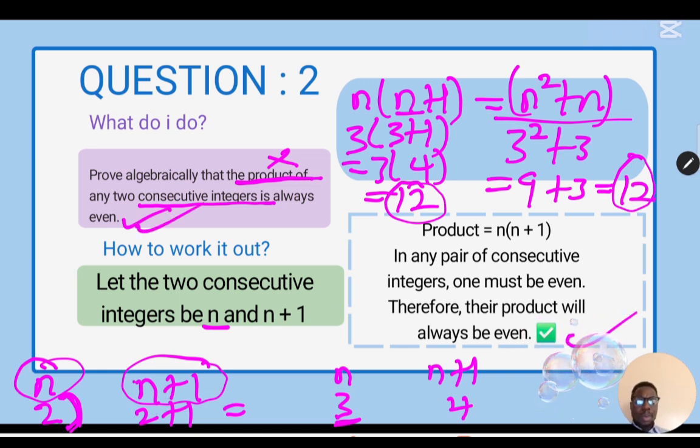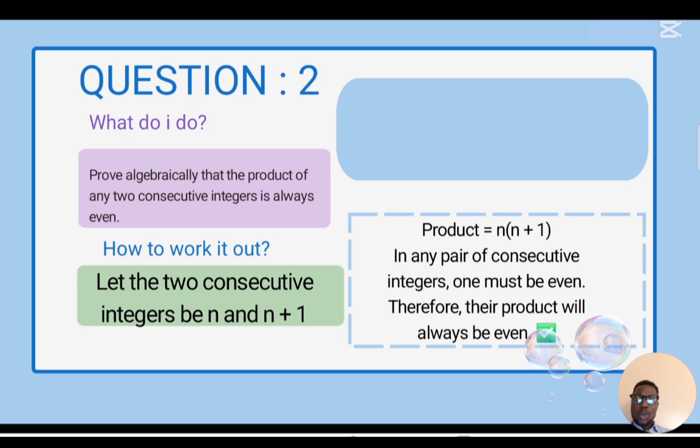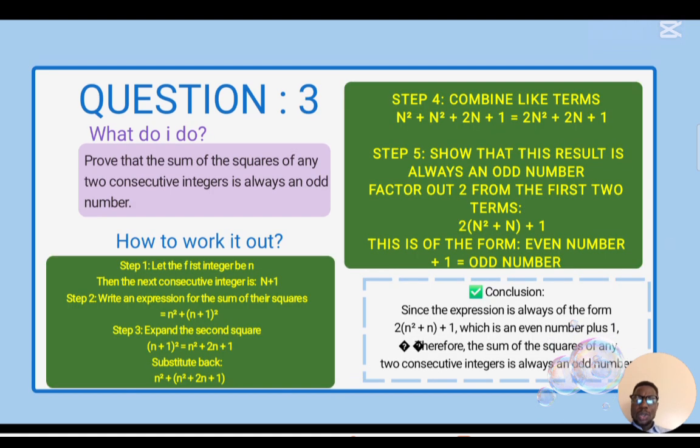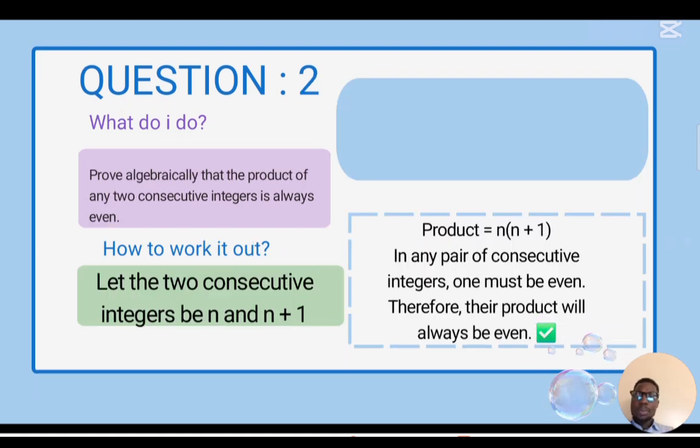That is exactly what this means. So this is even. Okay, that is perfect. Now let's go to the next question, number 3.